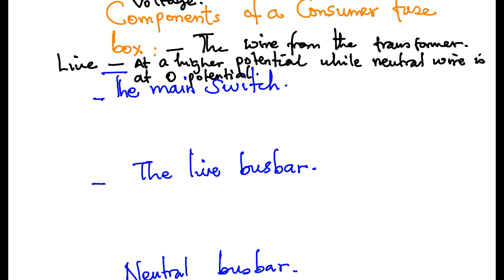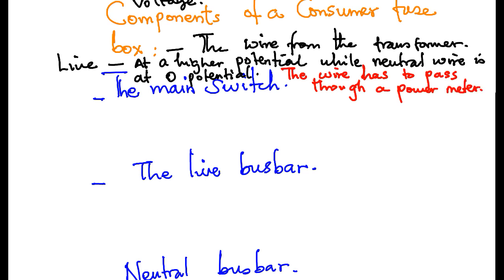The wire passes through a company's power meter, where energy consumed is registered. So the wire has to pass through a power meter, and the function of a power meter is to register energy consumed.